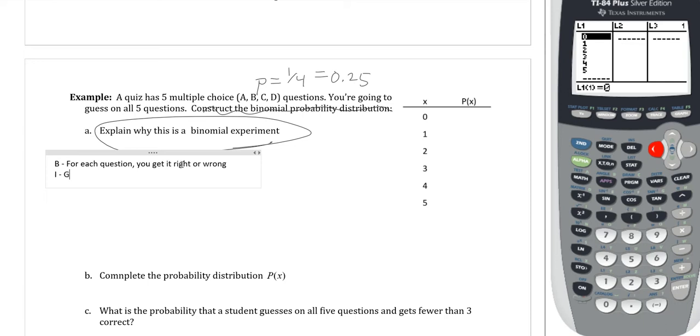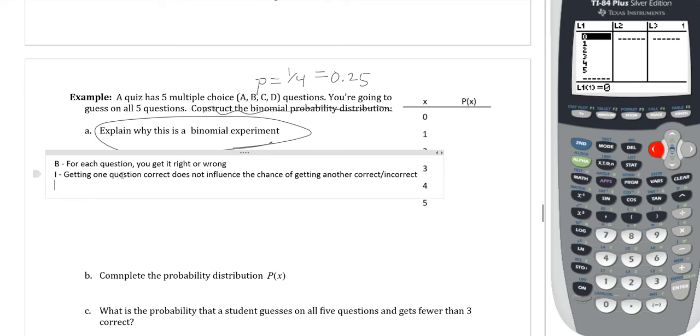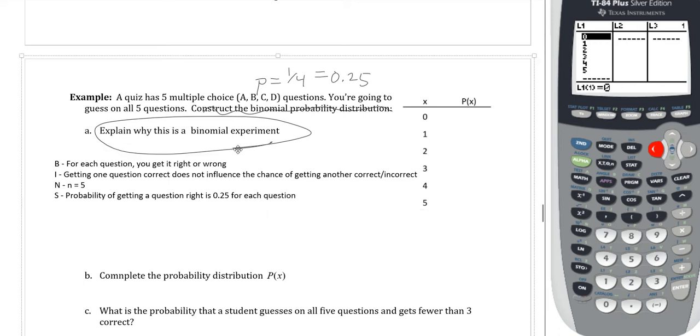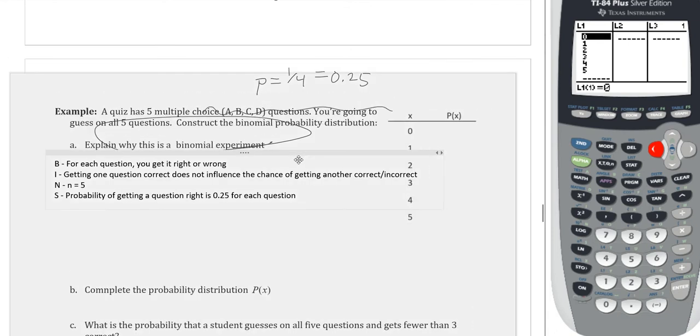I stands for independent. Getting one question correct does not influence the chance of getting another correct or incorrect, so they are independent of each other. N is supposed to be fixed, and in this case we have that n equals 5. That's indicating the sample size, or the number of trials. And S, we need to indicate that the probability is the same. The probability of getting a question right is 0.25 for each question, so it's the same for each of them. Those are our 4 conditions for BINS, and that's all we need to point out.